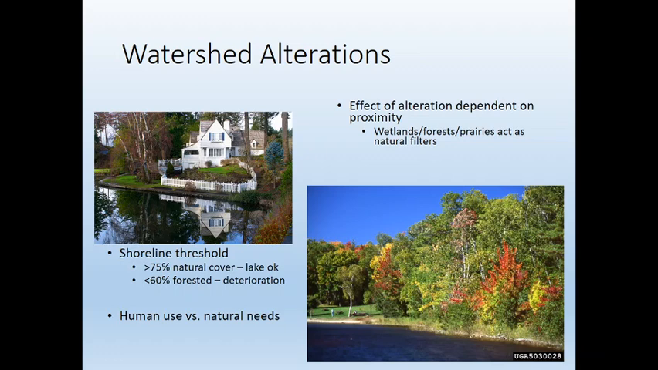So what we see for northern lakes, like here in Wisconsin, is this: if over 75% of the edge of the lake has its natural cover, the lake generally is okay. But if it's less than 60% forested, so if a bunch of people start putting homes along the lake, cutting down the forest so they can watch the lake from their living room, the lake will turn gross and the water quality will degrade.